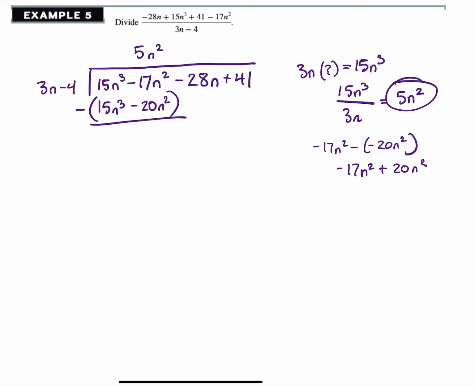So that should just leave us with a positive 3n squared. That's what will remain here. And then now let's bring down our next term. So 3n squared minus 28n. Do my side work over here.